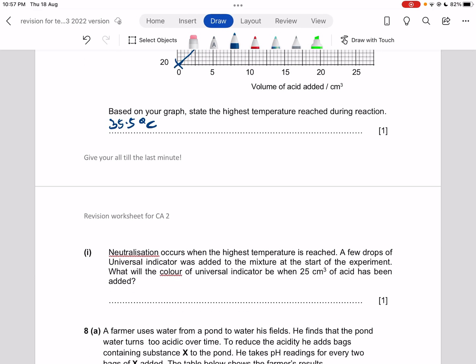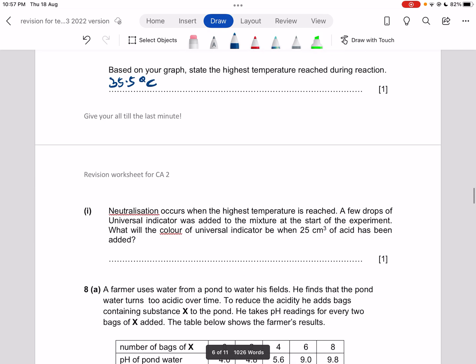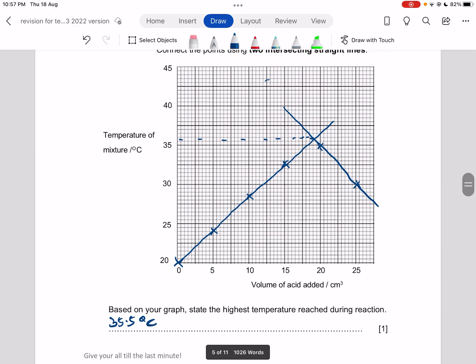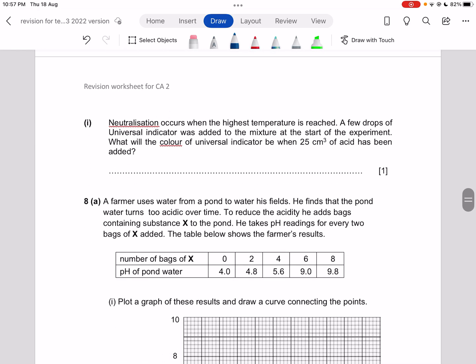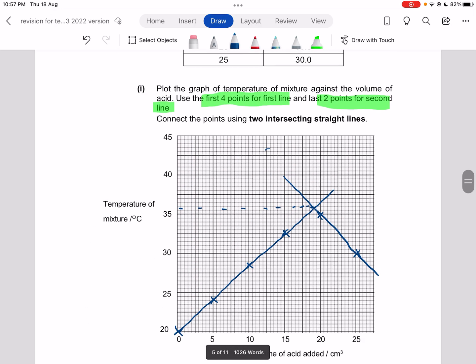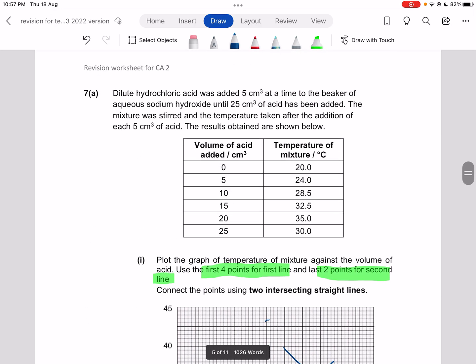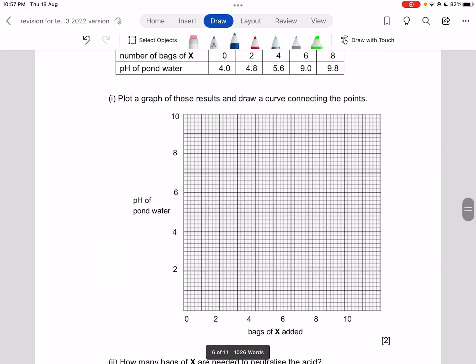Okay, so let's look at the next thing. Neutralization occurs when the highest temperature is reached. A few drops of universal indicator was added to the mixture at the start. What will the color be when you have 25 centimeter cube? Okay, that means excess acid already. So it will be red color. What kind of acid is that? Hydrochloric acid, should be red.